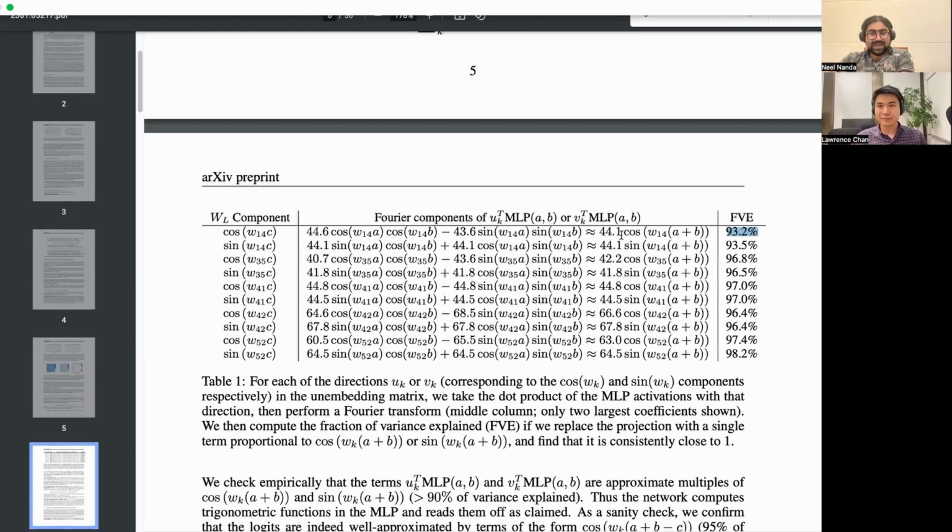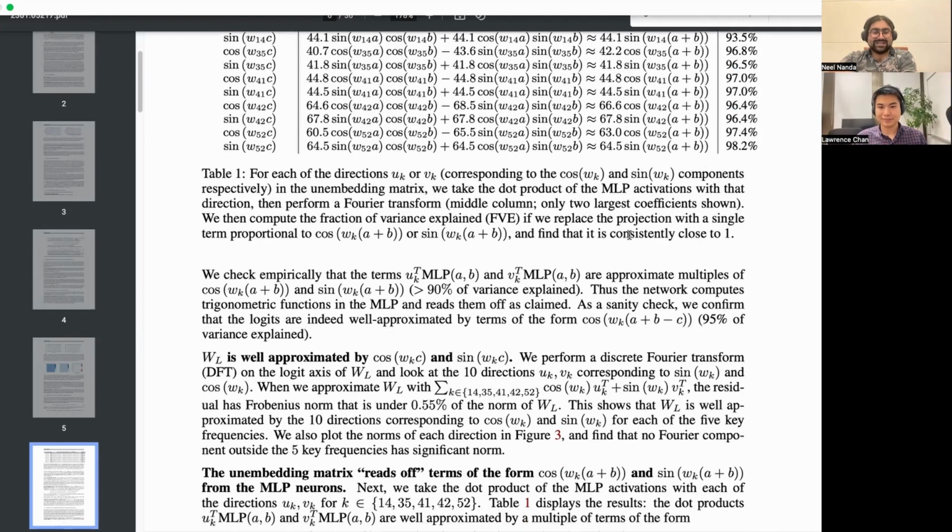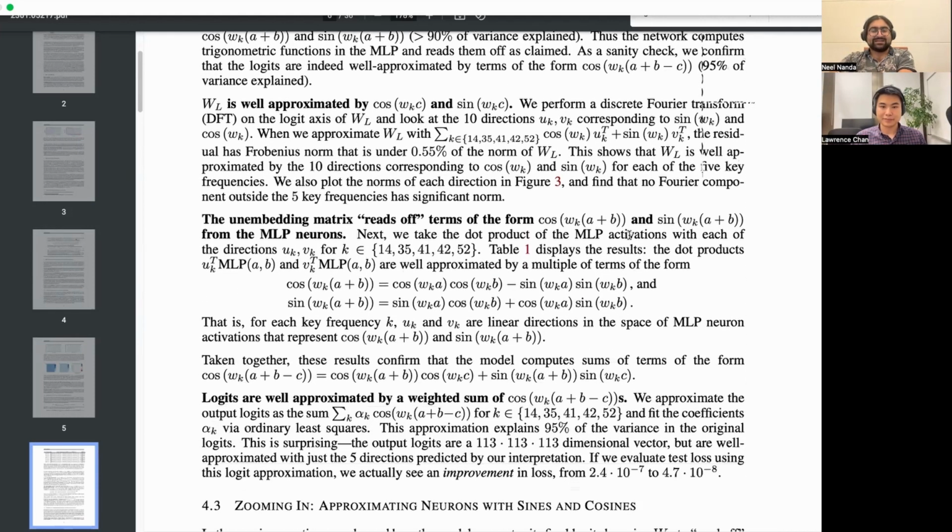Yeah, so what we have is just, okay, the logits are dominated by these 10 directions. When we look up the directions, they're just cos wc times cos w(a+b). It's just exactly what we would have predicted. And you can look at the logits, and the logits are really well approximated by this. It's like 95% of the variance. And this is kind of wild, because the logits are this A by B by C tensor, 113 by 113 by 113.